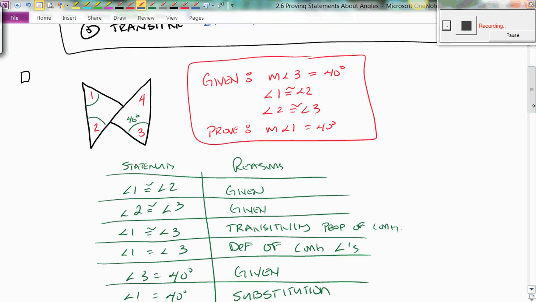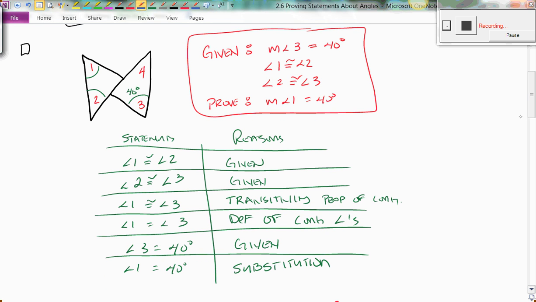Then we went into a proof here. What we started to do is take a look at the left-hand side for the statements and follow the logic. Given that the measure of angle 3 was 40 degrees, we highlighted that one. The measure of angle 1 is congruent to the measure of angle 2, so we highlighted angle 1 and angle 2. And then angle 2 and angle 3 are the same, so we colored those in as well.